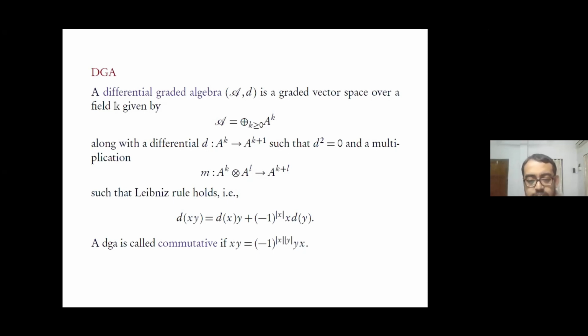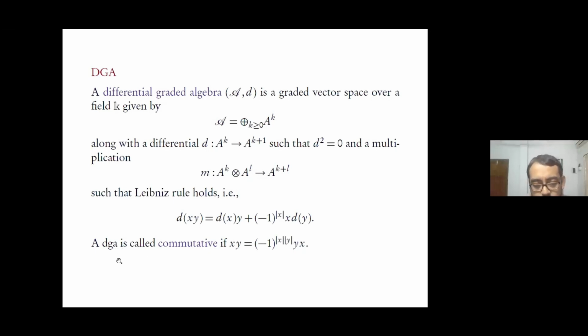So commutative means that if I switch x and y, then I have to change by a sign, and the sign is minus 1 to the degree of x times degree of y. And you have already seen examples of such things, namely differential forms, where exactly the same happens, except that instead of a dot, now you have a wedge product of forms. So that is going to be an example we'll talk about.